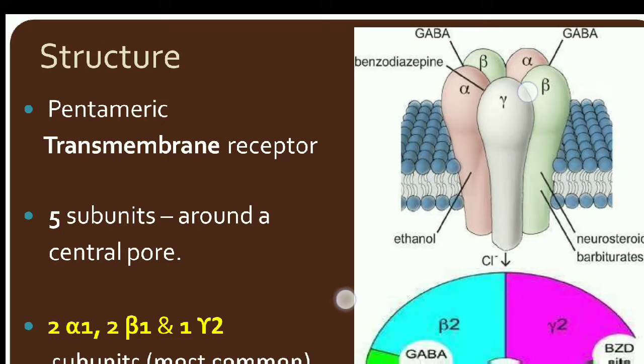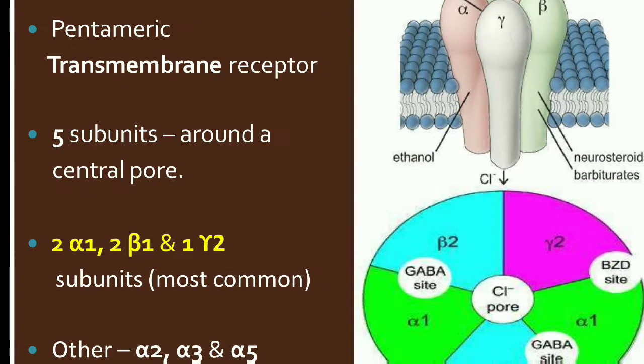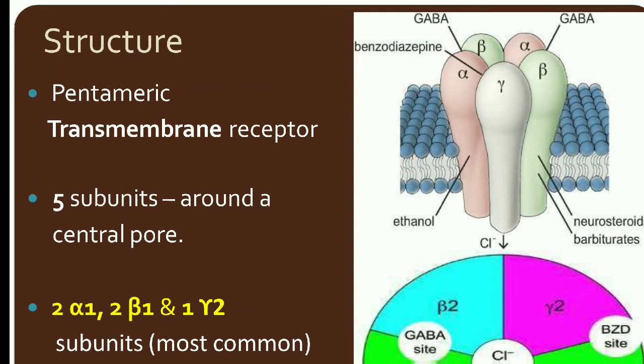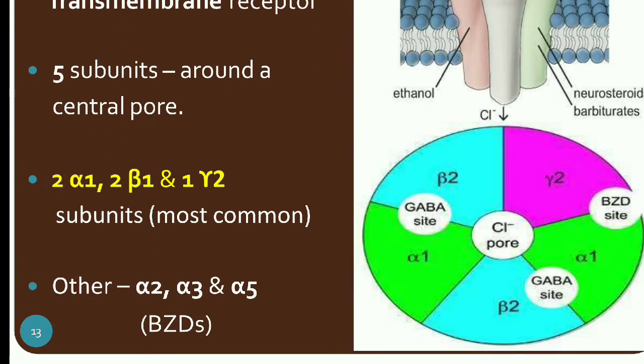Okay, the structure is a pentameric transmembrane receptor, with five subunits around the central pore. Among these units, in the middle portion of alpha, gamma, beta, there is a specific type of pore that is responsible for ion exchange. There are two units of alpha 1, two of beta 1, and one unit of gamma. The most common subunits are alpha 2, alpha 3, alpha 5.